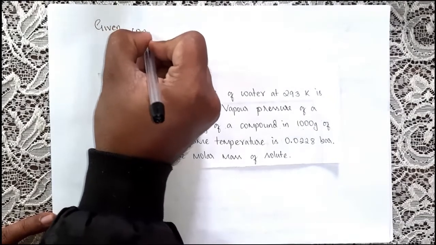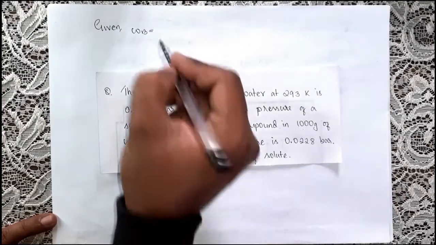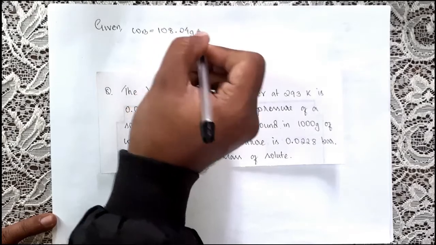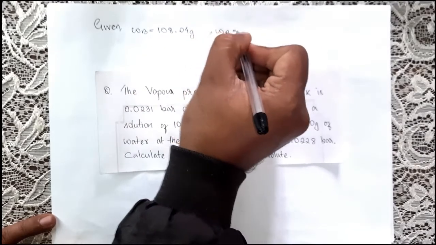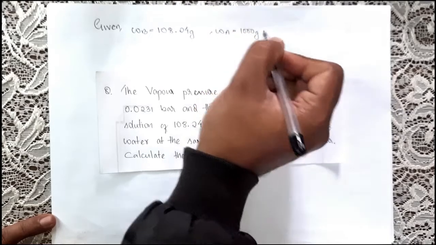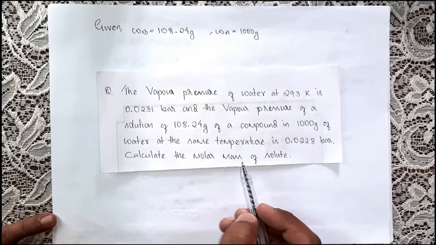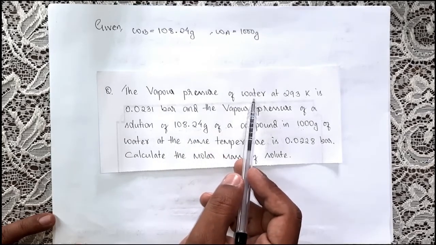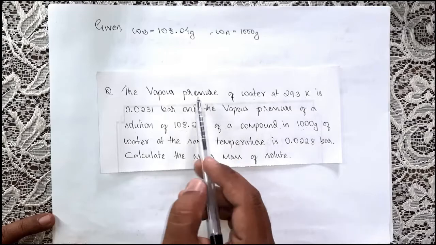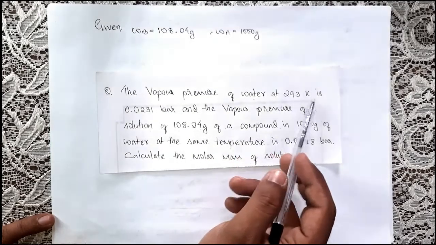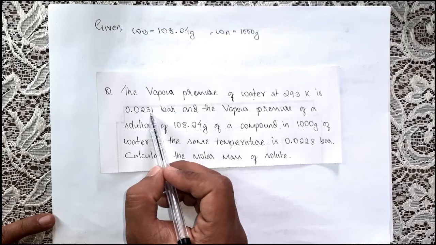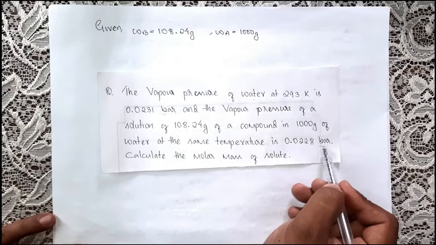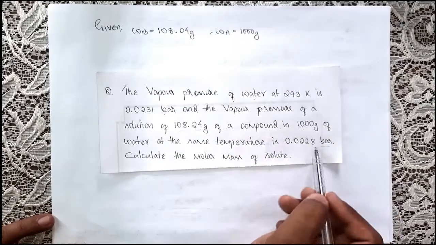So WB is 108.24 gram and WA is 1000 gram. So this is given in the equation. So vapor pressure of water, always remember water is a solvent. So vapor pressure of water at 293 Kelvin is 0.0231 bar. So now this is also a bar and out here also we have a bar. So there are 2 bars.